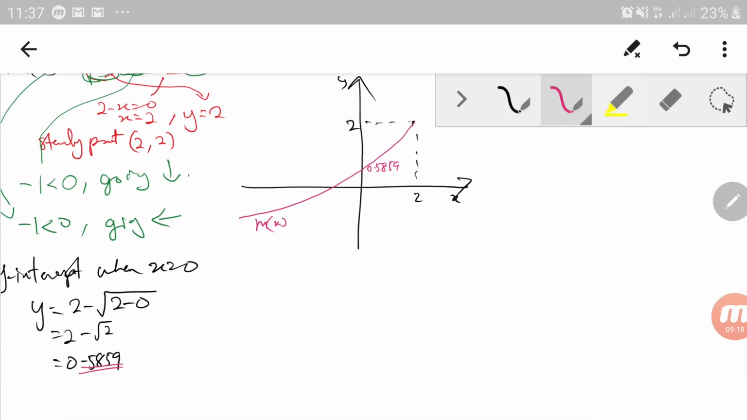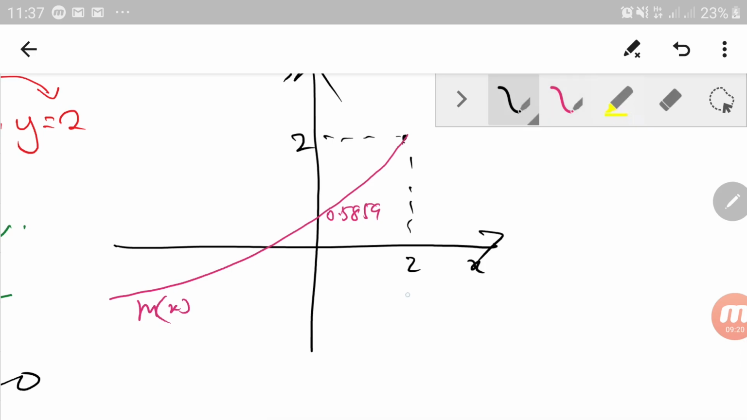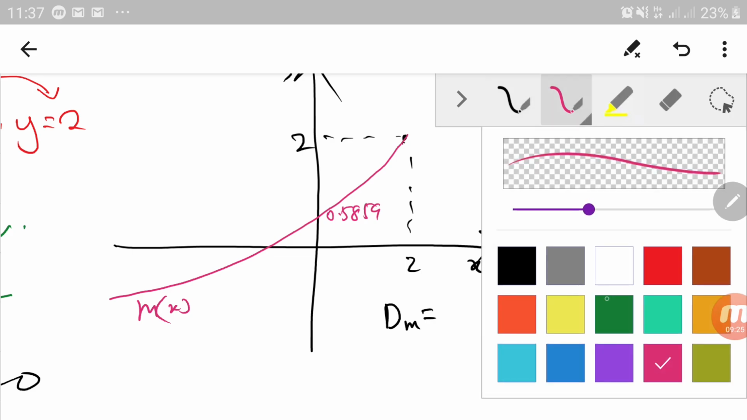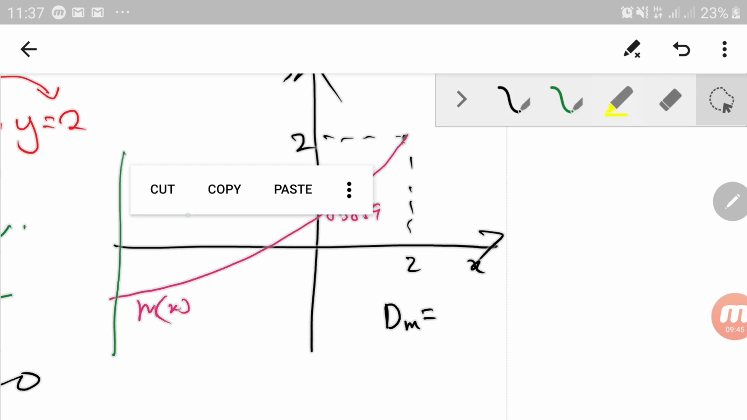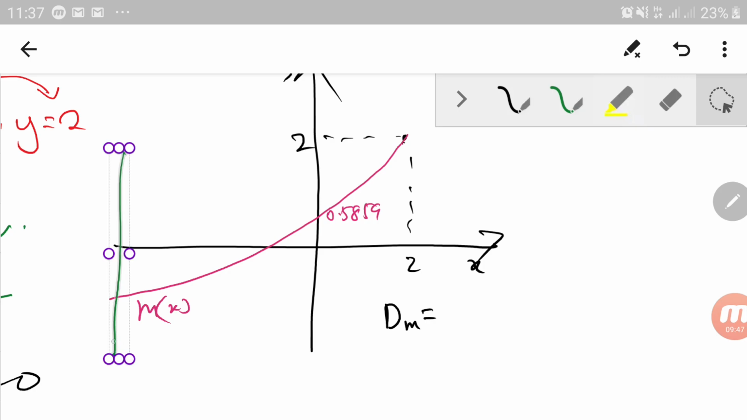Now from here we want to state what is the domain of m. Don't forget, the domain is all the possible values of x. So from negative infinity, you see it all corresponds, right? It touches, right? Okay, like that. Now we move from the left, right?